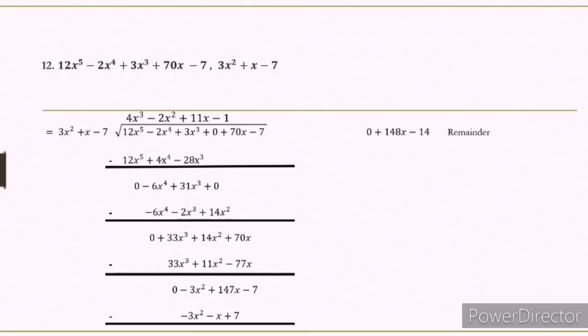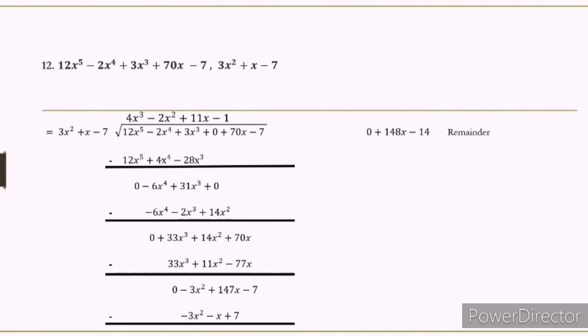The next given is 12x raised to 5 minus 2x raised to 4 plus 3x cubed plus 70x minus 70 divided by 3x squared plus x minus 7.